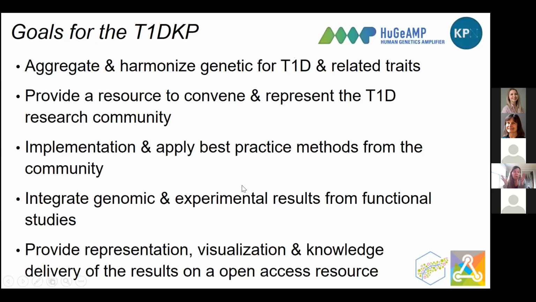All right, excellent. So our goals for the type 1 diabetes portal are very straightforward, very similar to what we've had with the other portals: to aggregate and harmonize genetic data, that Suna was speaking of, for type 1 diabetes and its related traits. Provide a resource to convene and represent the type 1 diabetes community. I think that's one thing I've learned from this: a whole set of investigators who have worked together in many places, but having a place for them to represent their authoritative data in a way that is vetted by them and represented the way they want is really what we want to be doing with the type 1 diabetes knowledge portal. We want to implement and apply the best practice methods from the community and represent that on the portal.